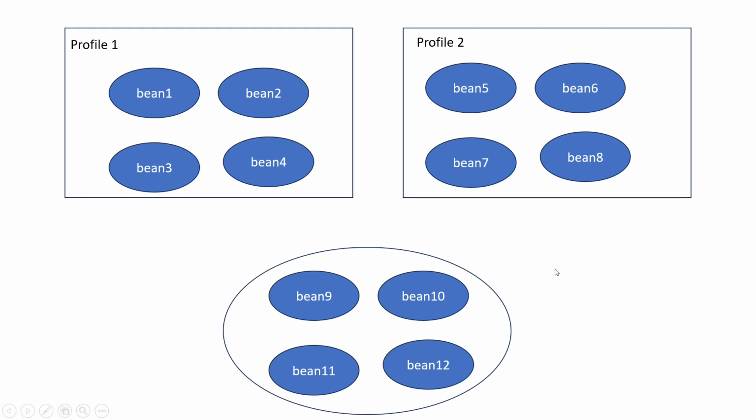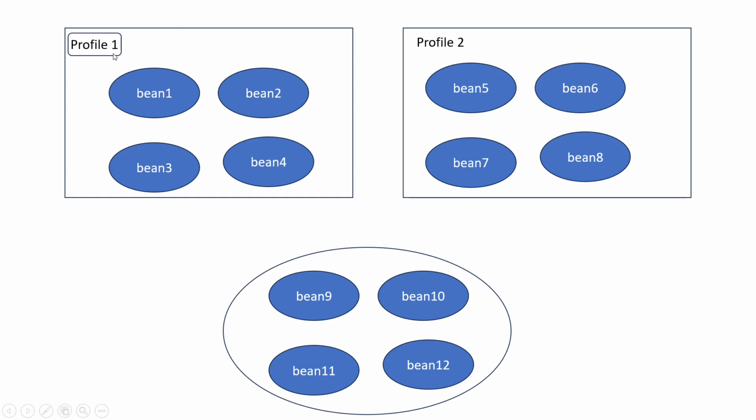Getting it right? So let's say this is the scenario. What will happen is when I activate this profile 1. What do you mean by activating? You may get doubt, right? So we will see that. We need to tell Spring that only this profile related information you have to load. Only this profile related configuration you have to load. That is called activating the profile.